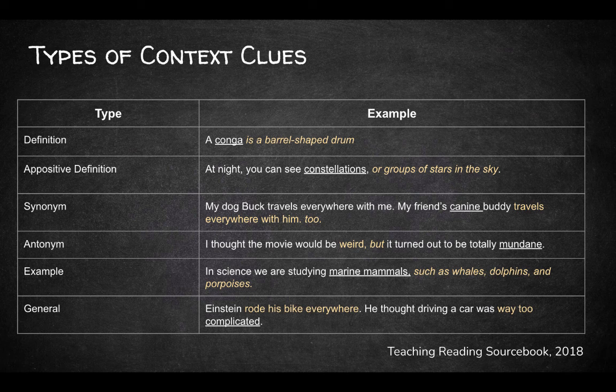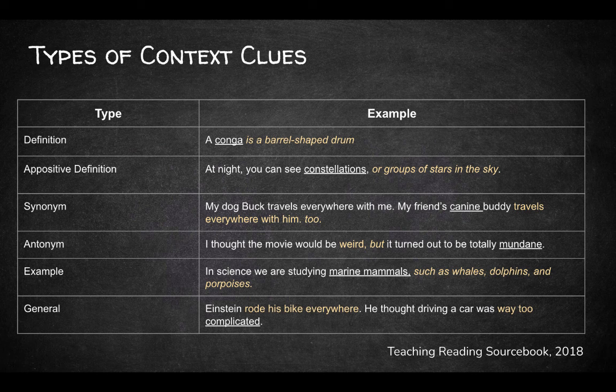The next type is a synonym. My dog Buck travels everywhere with me. My friend's canine buddy travels everywhere with him too. So we can use the clues from the second half of the second sentence to determine that the word canine also refers to a dog, because in the first sentence we learned that the dog Buck travels with the person, and then in the second sentence, travels everywhere with him too signals the reader to understand that a canine is also a dog.